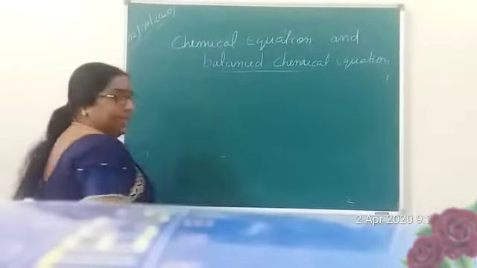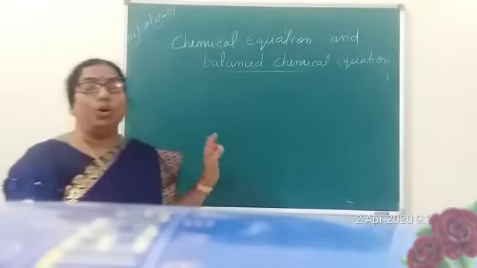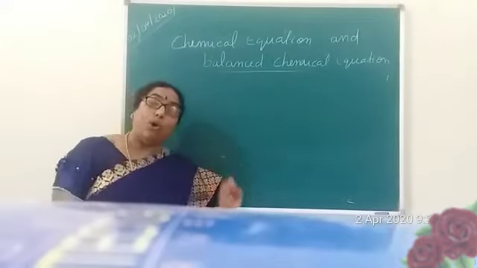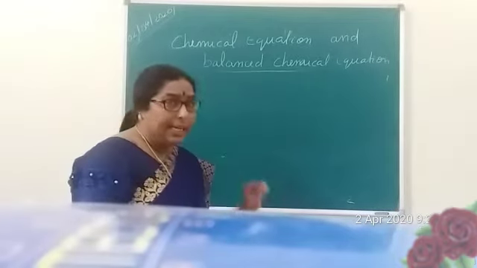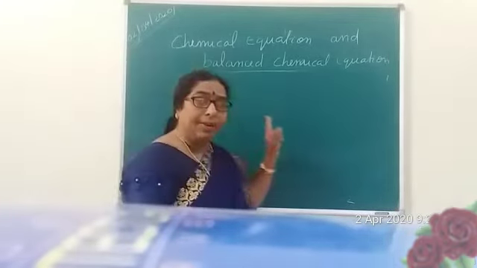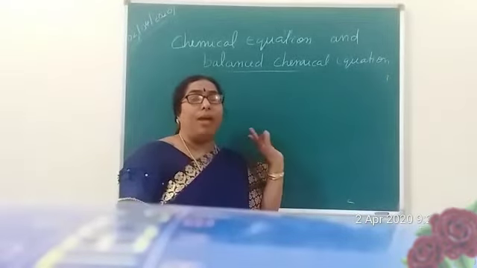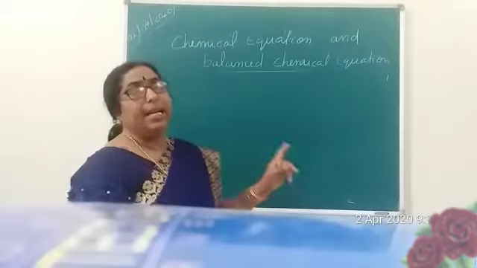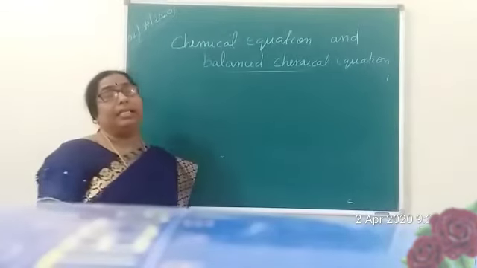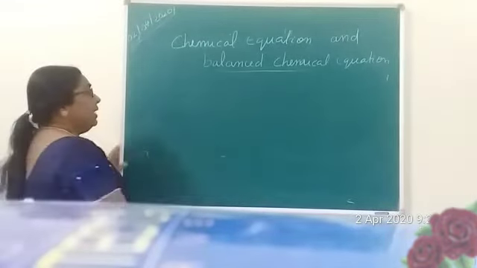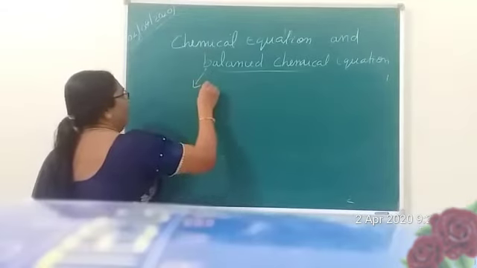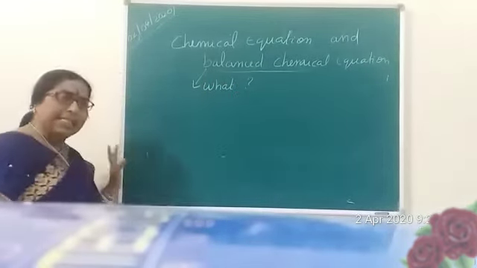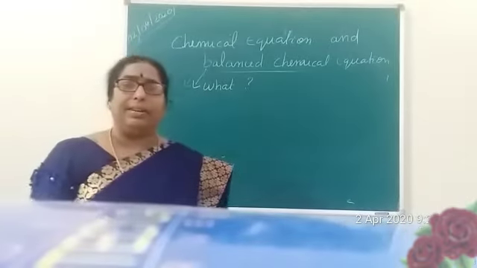We have seen that chemical equation is the shorthand representation of a chemical reaction, or the symbolic representation of a chemical reaction. And the chemical equation in which the number of atoms on the reactant side is equal to that on the product side is termed as balanced chemical equation. Now the question arises, what is the purpose of balancing a chemical equation? Is it a must to balance a chemical equation?